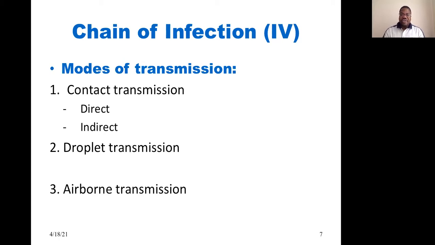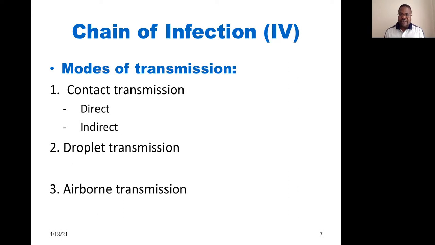Then the fourth element in the chain is what we call the mode of transmission. How is this microorganism to be transmitted? It can be transmitted via contact, what we call contact transmission. The contact can be direct or indirect, okay? Direct contact is usually via our hands. So, as I said, you can touch your nose and greet someone. You transmit directly the microorganism. Or in the hospital setting, you will see someone coming with his hands without washing them, going to handle a patient or to do the dressing of a wound. Or you see a medical doctor moving from one patient to another patient without washing his hands. So there is a direct transmission.